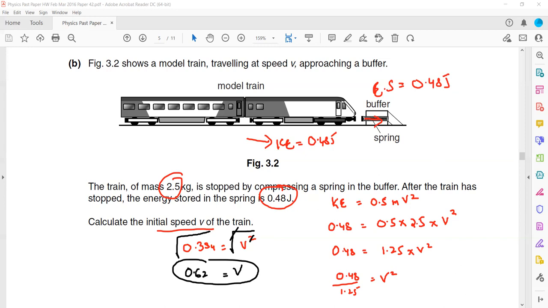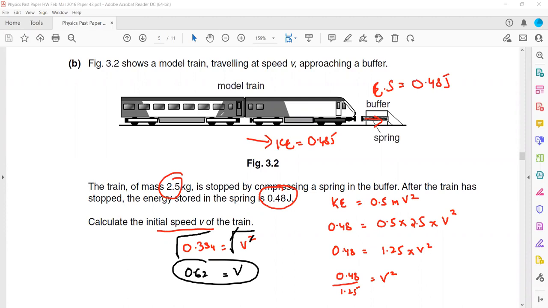Is it clear? Yes, Mina? Sir, I didn't understand why the kinetic energy is the same as the elastic strain energy.